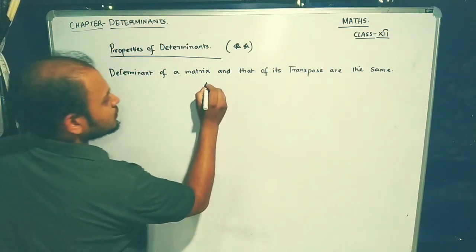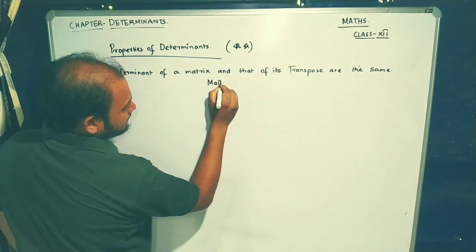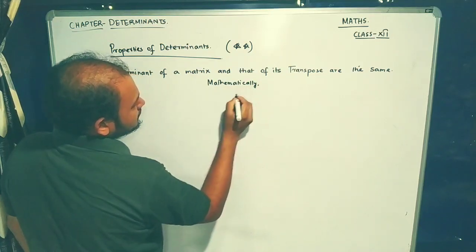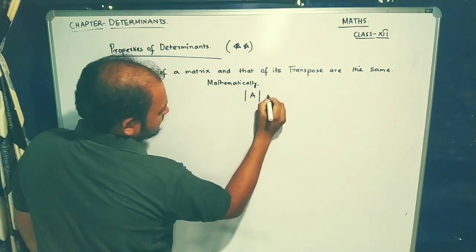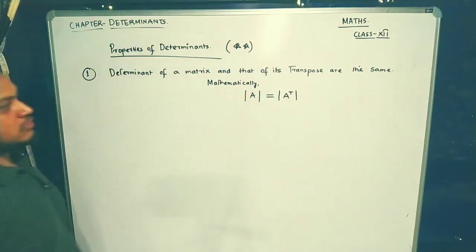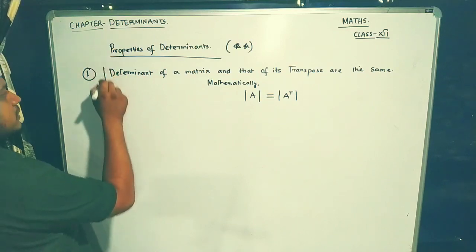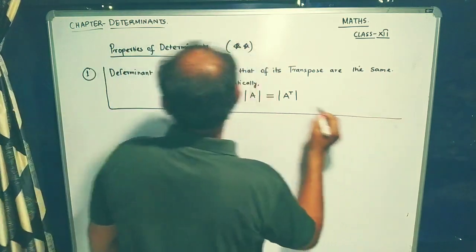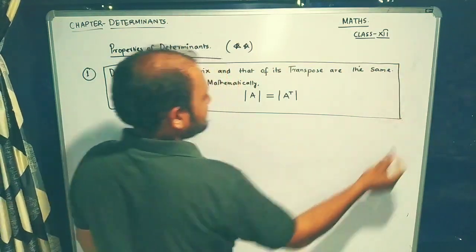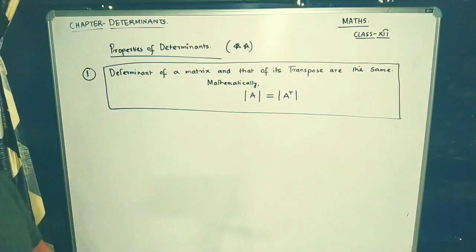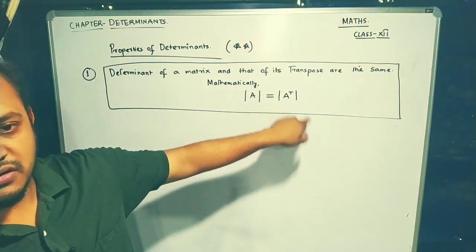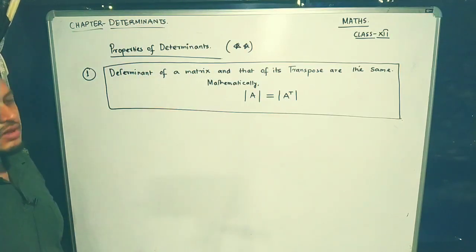In other words, mathematically, determinant of A is the same as determinant of A transpose. So this is the first property on determinants: a matrix and its transpose have the same determinant. This is the first property that you should keep in mind.